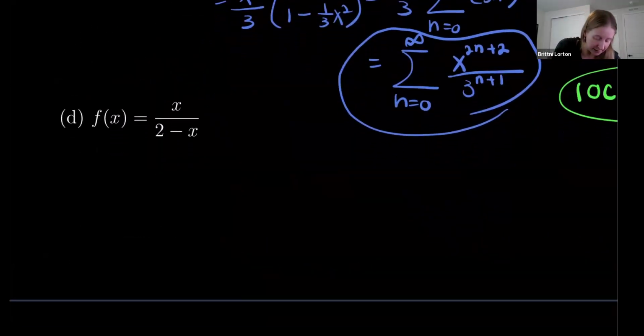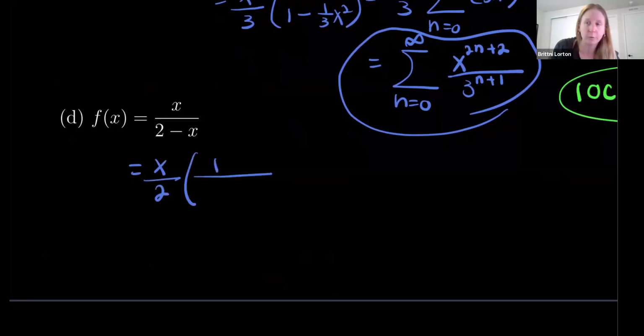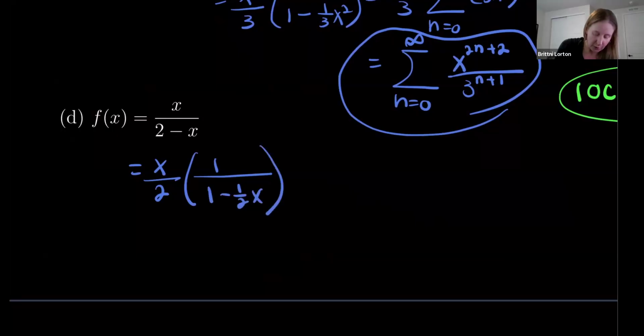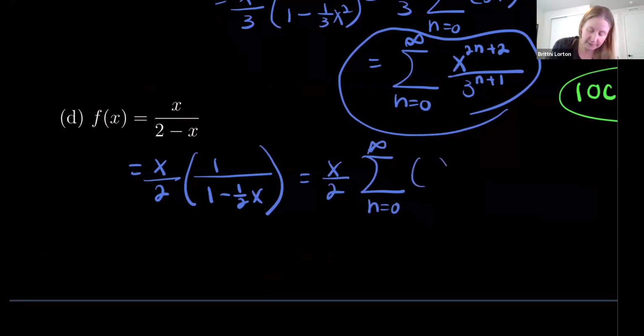So for this one, same kind of thing. I'm going to factor out the x and I'm going to factor out the 2 because we know for geometric series I needed a 1 minus. So when I factored out the 2, I ended up with a 1 minus 1/2 x, which is a geometric series. So I have an x over 2 times the sum from n equals 0 to infinity of x to the n, but instead of x, I have 1/2 x.